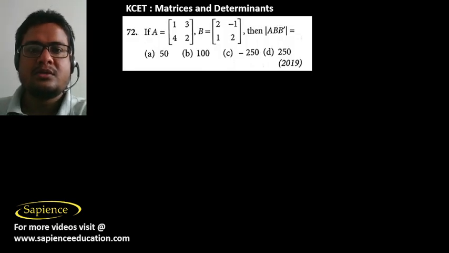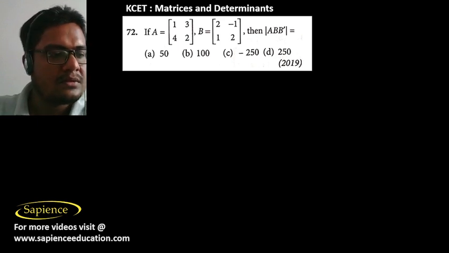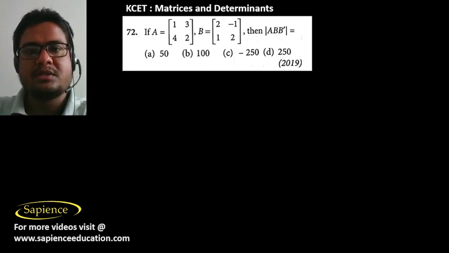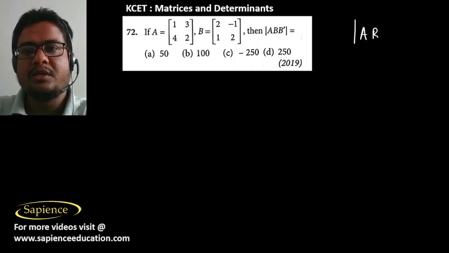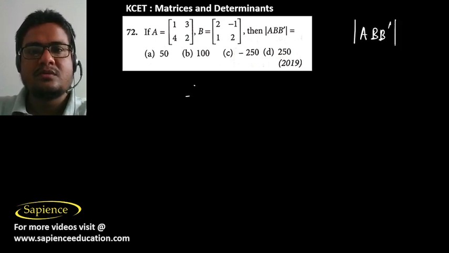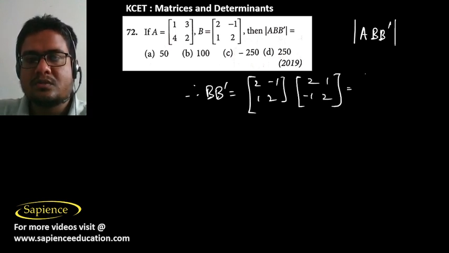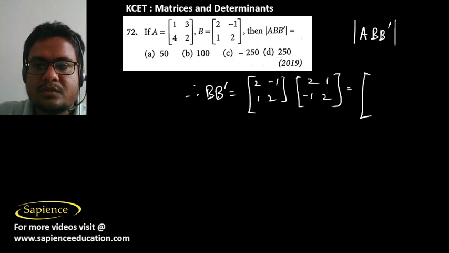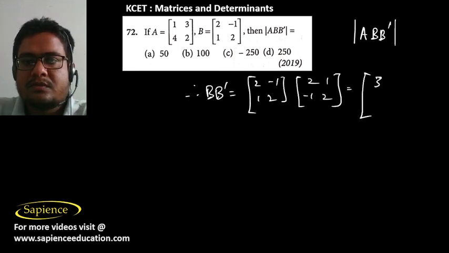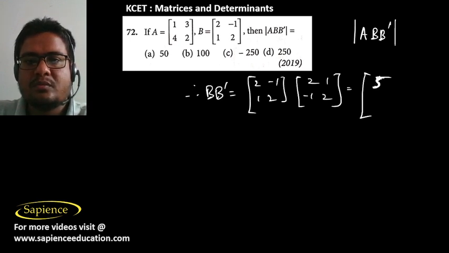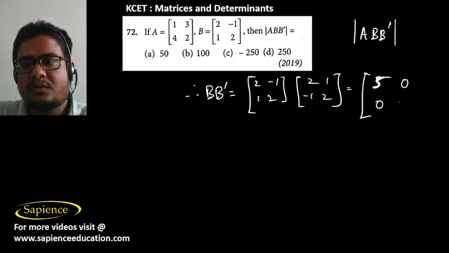Then question number 72. The matrix A is this, matrix B is this, then the determinant of A B transpose is asked. Therefore now B into B transpose we have to find. B equal to minus 1 1 2, then 1 1 2, this will be equal to first row into first column, 4 plus 1, that is 5, then 2 minus 2, that is 0, and 1 plus 4, that is 5.